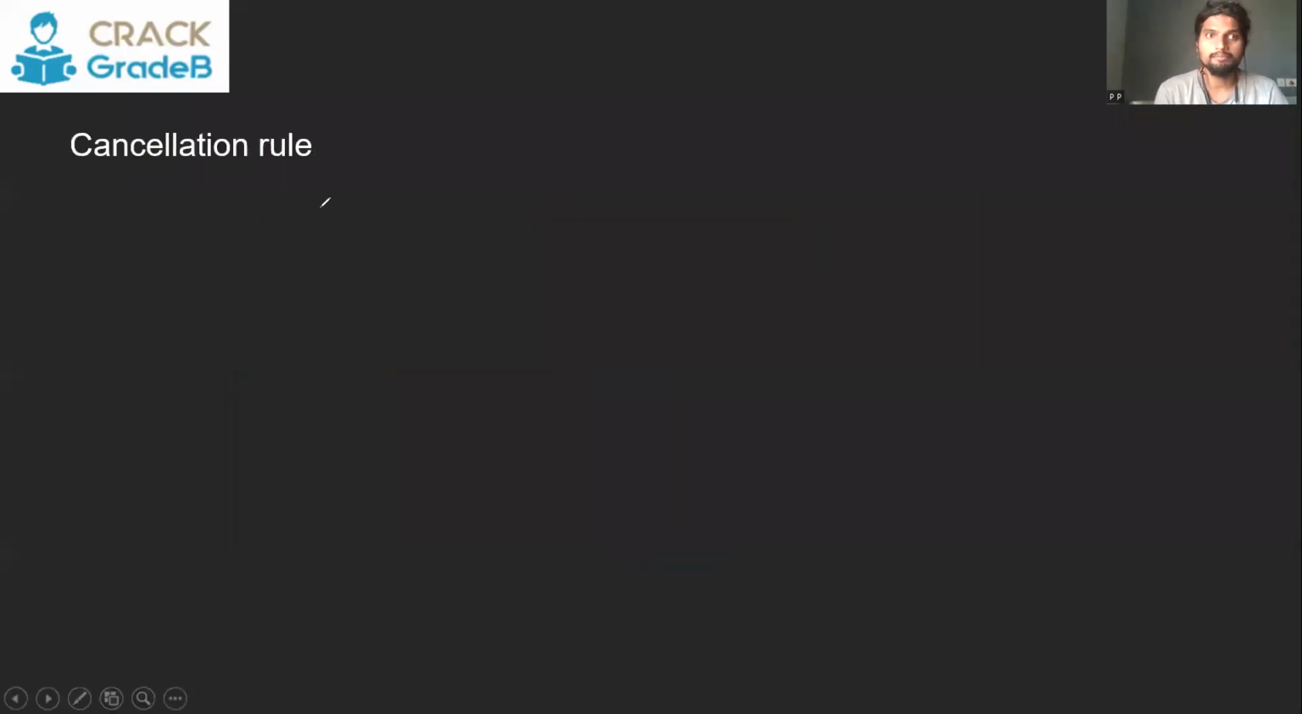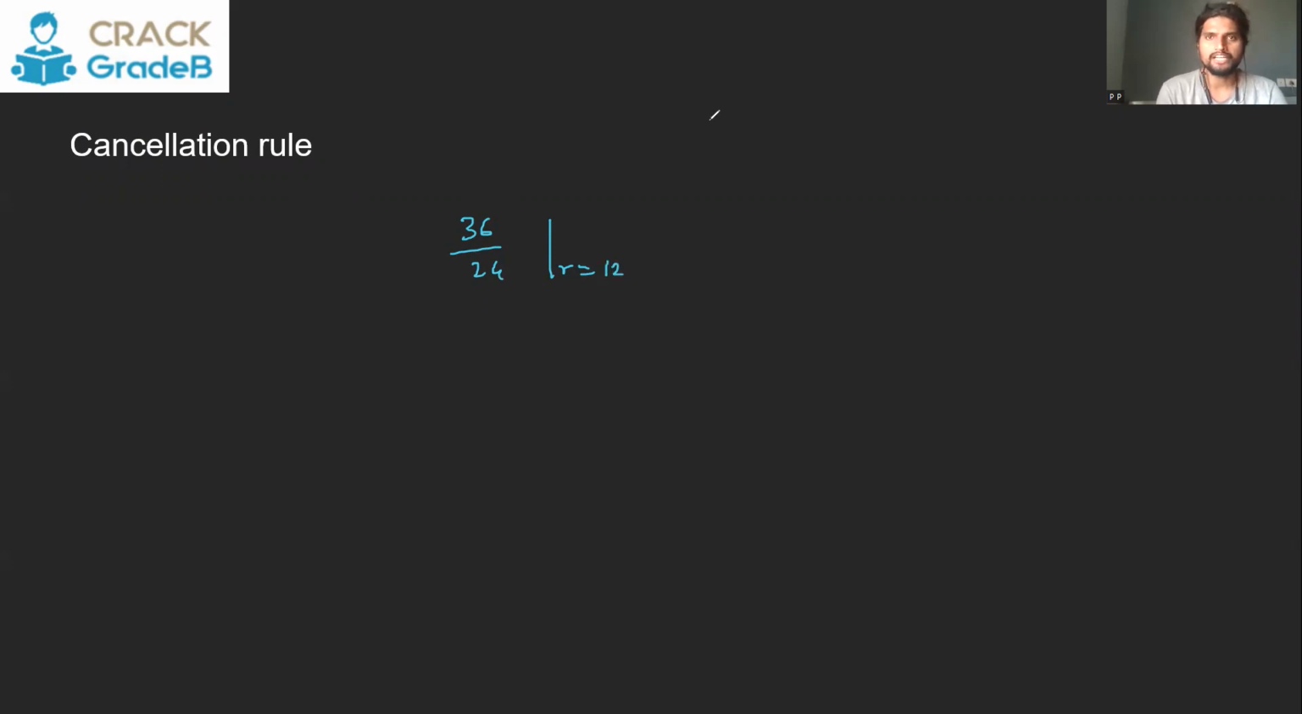Cancellation. Now, this is again an important rule. If I say, what is the quotient if you divide 36 by 24? The quotient might be anything, but the remainder is going to be 12. 24 ones are 24, the extra is 12.